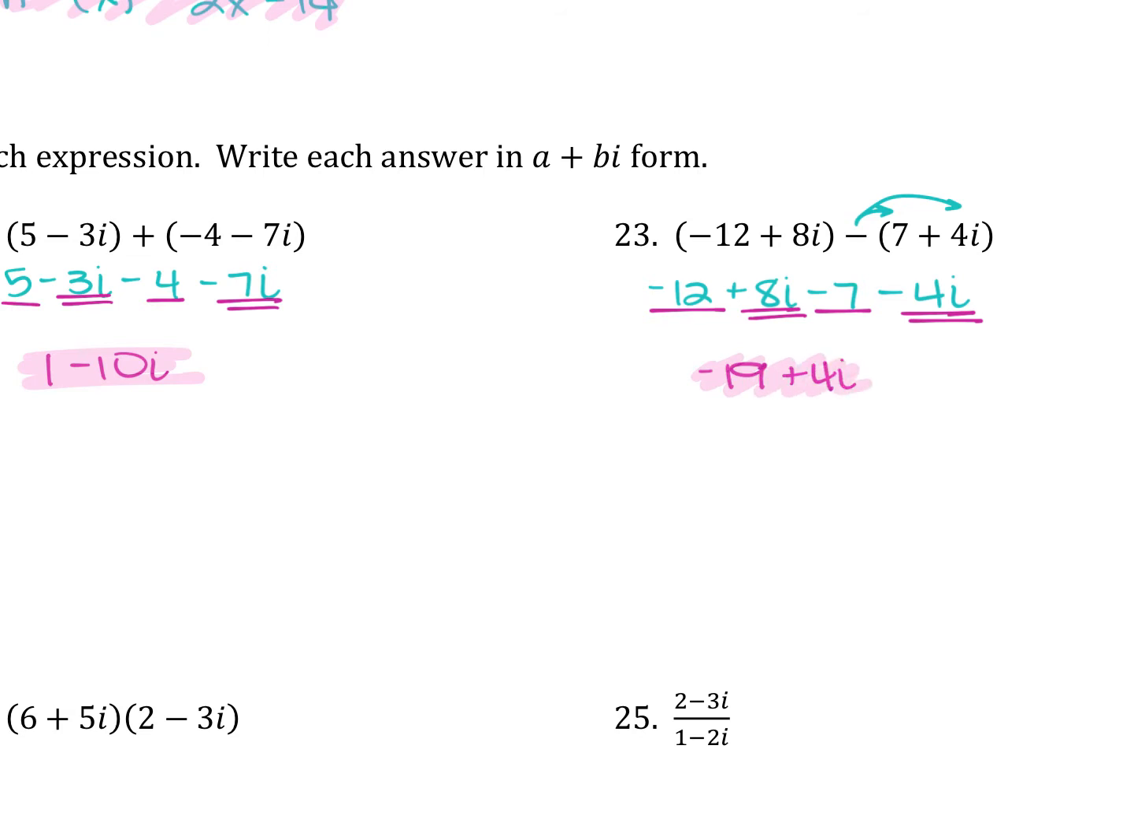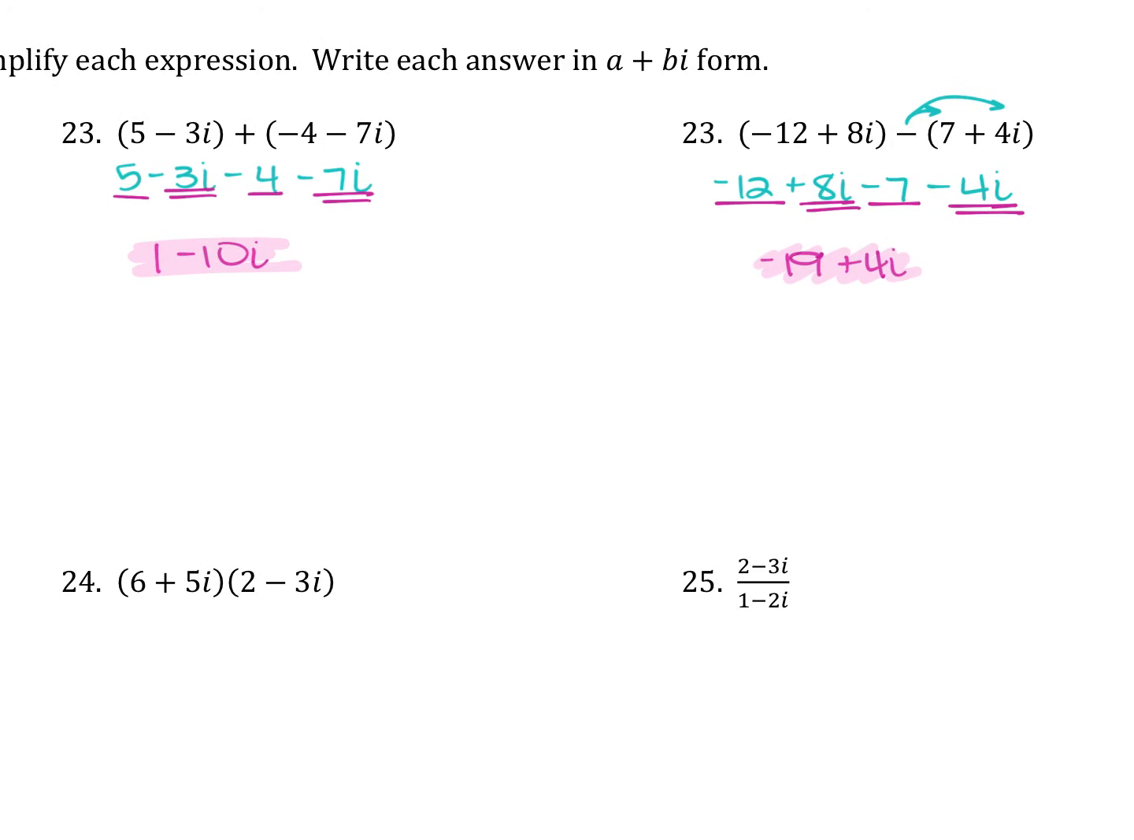For 24, we have 6 plus 5i times 2 minus 3i. We're going to FOIL this. So we're just going to take the 6, distribute it into the second set of parentheses, then do the 5i, distribute it into the second set of parentheses.